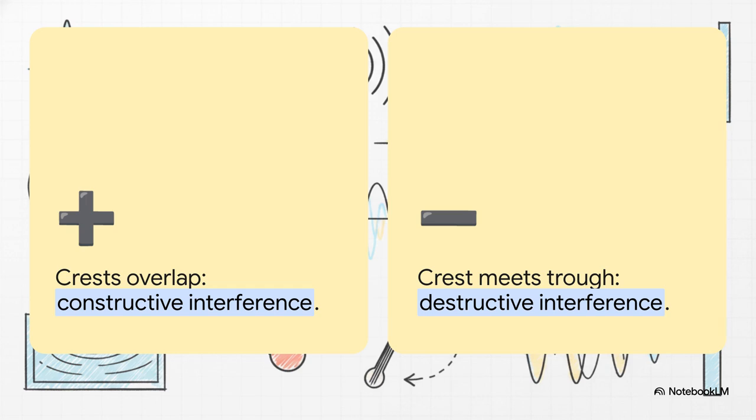Basically, what happens when two pulses literally crash into each other? Well, the rule is surprisingly simple. When two pulses occupy the exact same space at the same time, their resulting amplitude is just the algebraic sum of their individual amplitudes. Think of it like this.